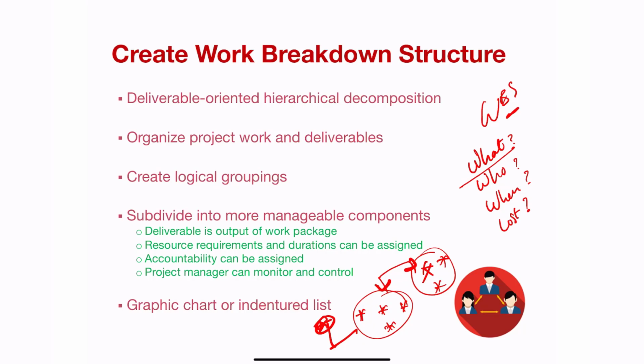And that smallest part consists of three things: who needs to do it, what needs to be done, and how long it is going to take. Generally it is very descriptive. It is put together into logical groupings, what we call work packages, and resource requirements can be assigned to it. Accountability can be assigned to it, which means the person and the project manager can monitor and control it.